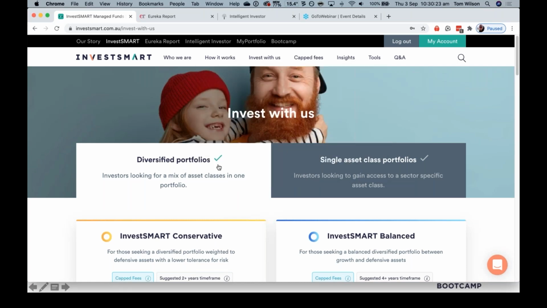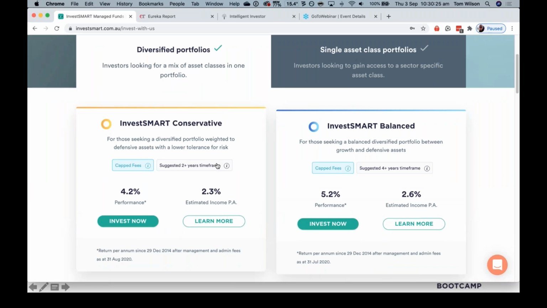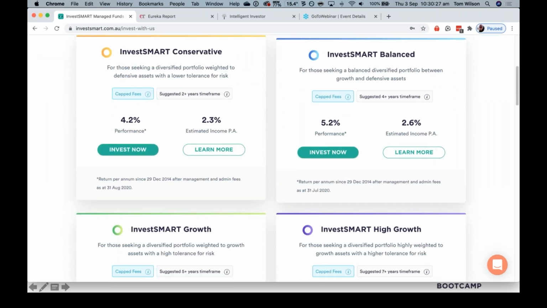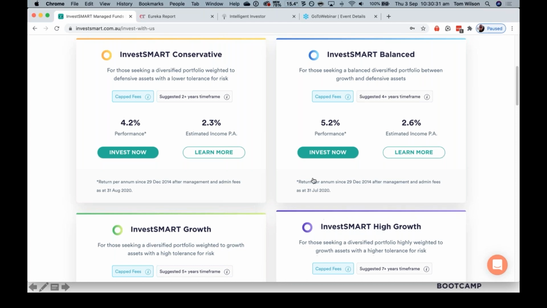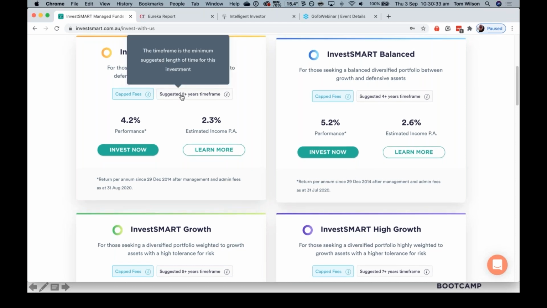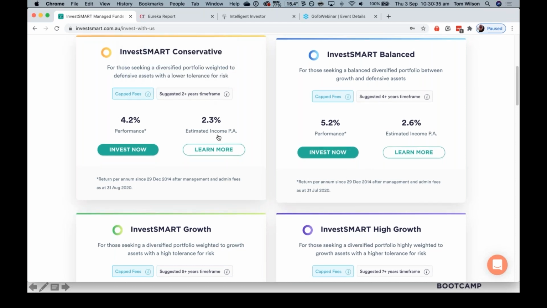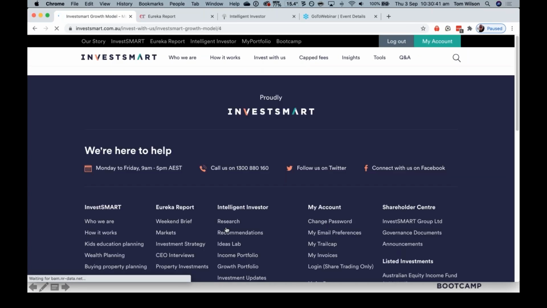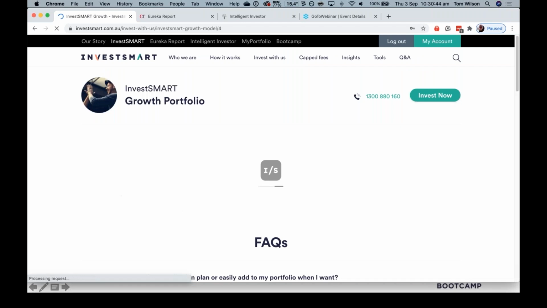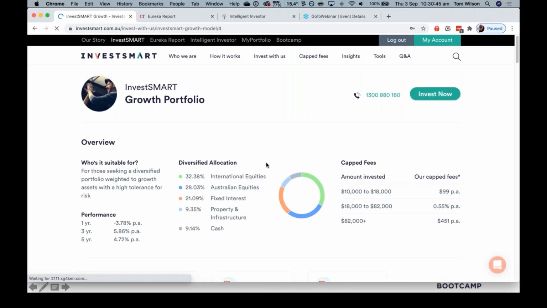So you've got here the diversified portfolios, and they're ranked in terms of the different risk type that we're happy to go with. So they also have their own timeframes, which is suggested here as well. And what these are doing, say if I looked at the growth portfolio here, what they're going to be doing is allocating our cash that we put into it into different asset types.